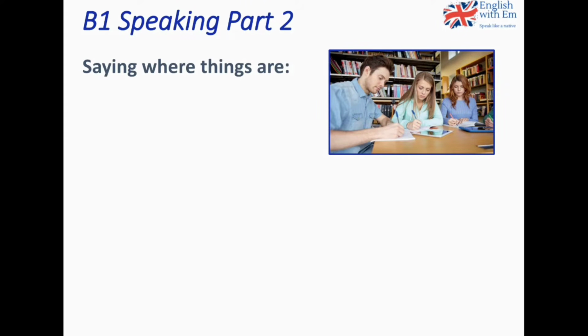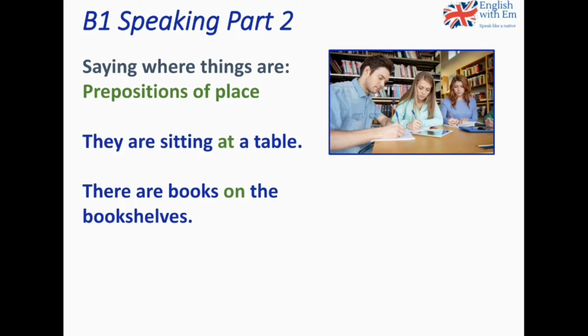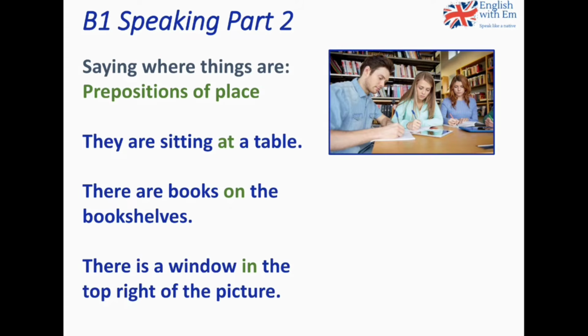Saying where things are in the picture. Use prepositions of place. They are sitting at a table. There are books on the bookshelves. There is a window in the top right of the picture.